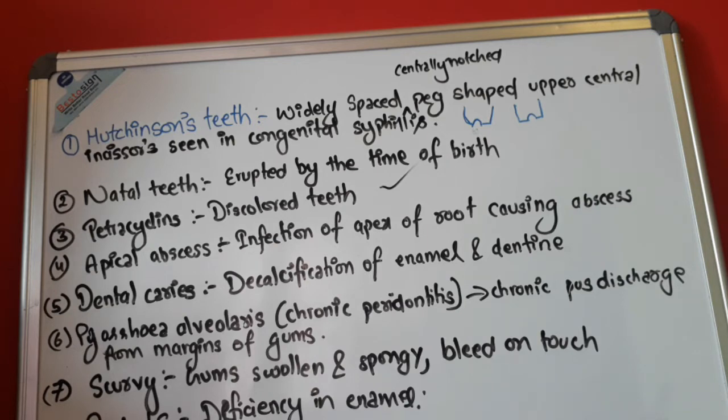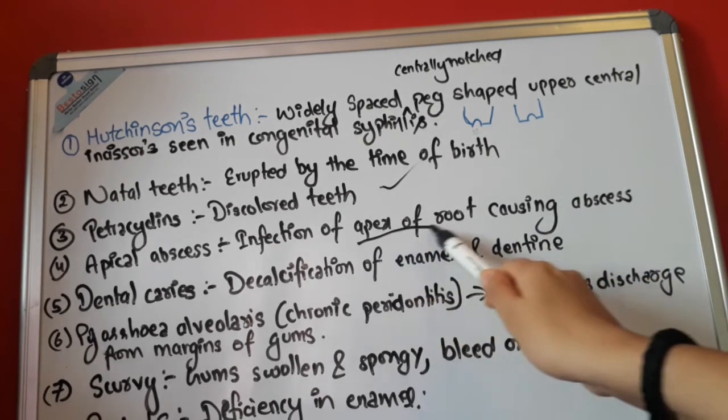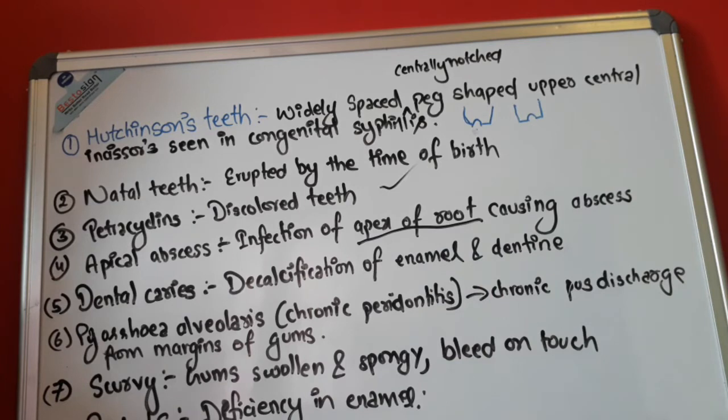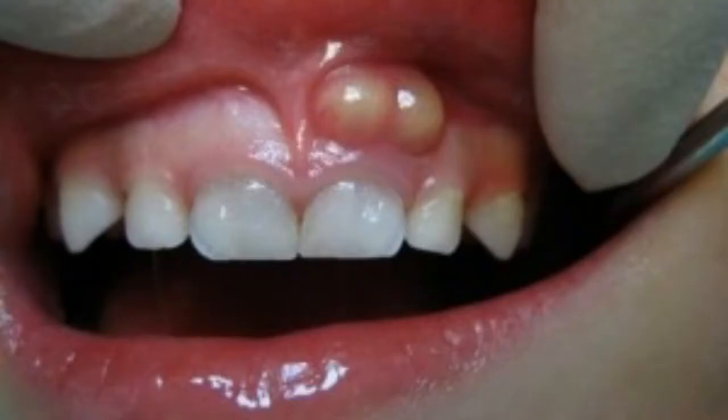So sometimes the apex of the root might get infected, which results in the abscess, which I can show you in the picture. Please go through it. I'm not explaining in depth, but the things that you should know, I'm definitely trying my best to explain. So this bulging you can see here, there is the abscess formation in the teeth.